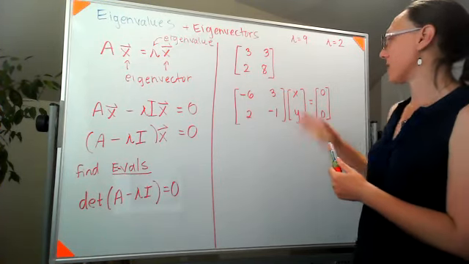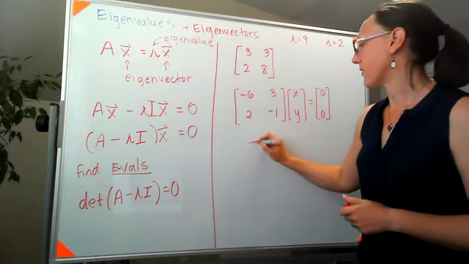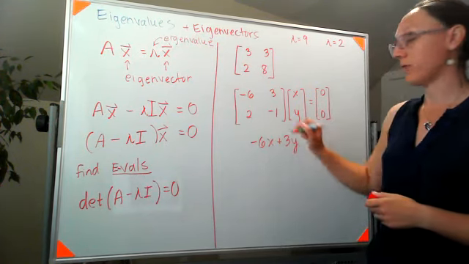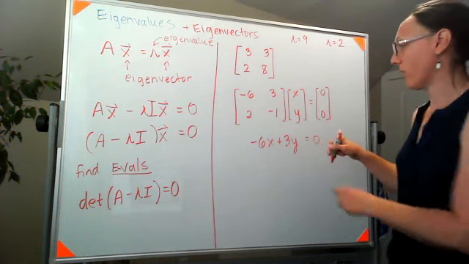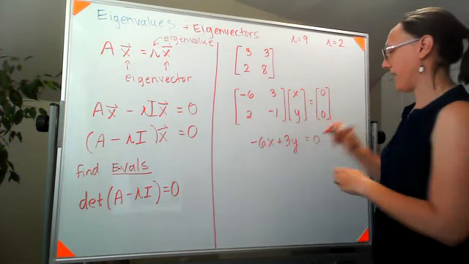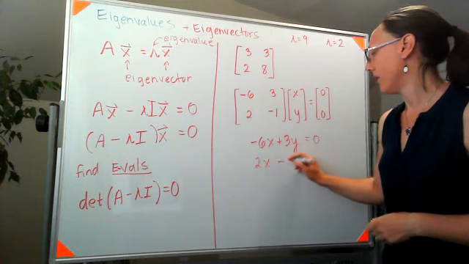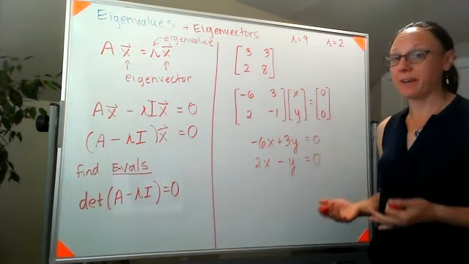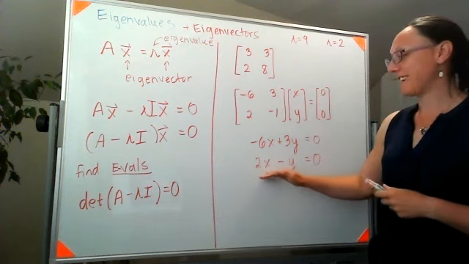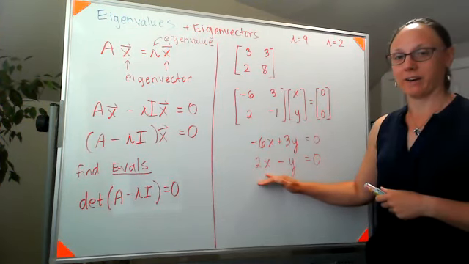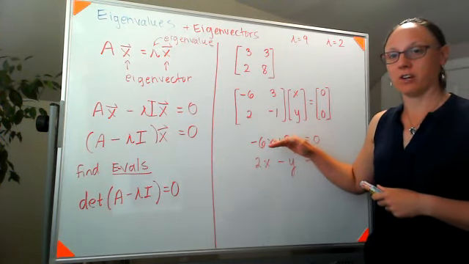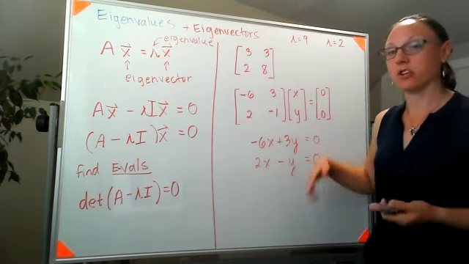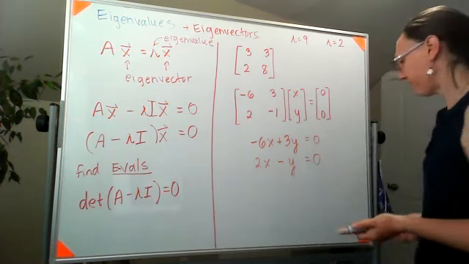So if I were to multiply this out, that looks like -6x plus 3y equals 0 for the top row. And on the second row, I'd have 2x minus y equals 0. Now these two should be giving us the same information. If I take that bottom equation and I multiply by -3, I get the top equation. So it doesn't matter which one we work with. I'm going to choose the bottom equation just because the numbers are smaller.